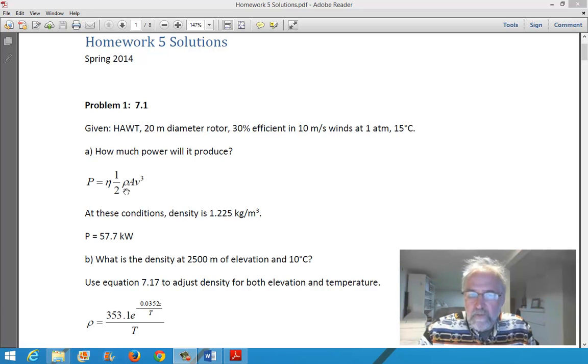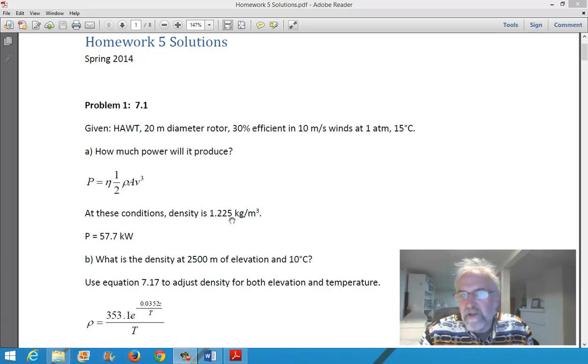Well, we just go to the power equation for the power carried in the wind, 1/2 rho A V cubed, and then multiply that times the efficiency. Plug in the standard sea level value for the density of air, 1.225 kilograms per cubic meter, and we get 57.7 kilowatts.